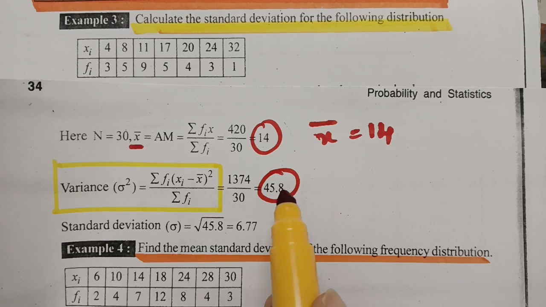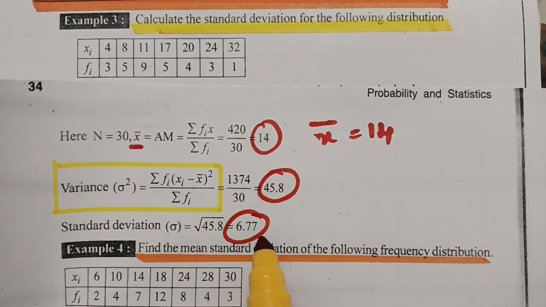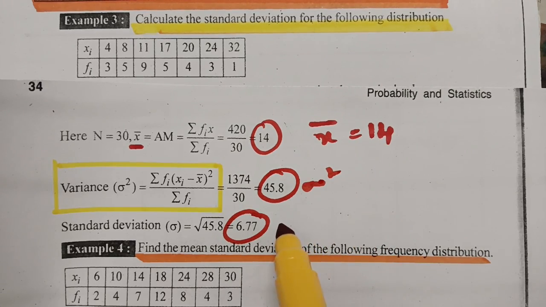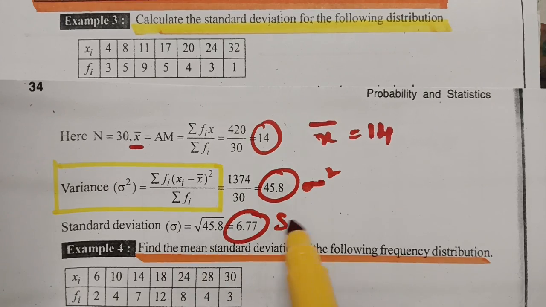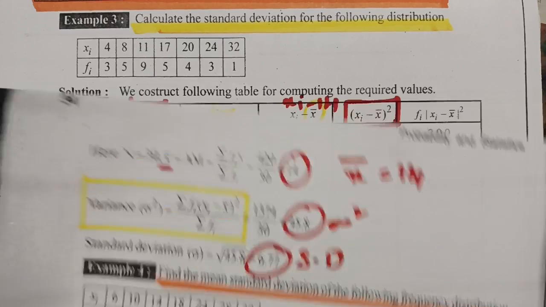The standard deviation is the positive square root of this variance, that is root over 45.8, which is 6.77. So this is our variance value and this is our standard deviation value, 6.77. The earlier value, 14, is our mean value. See, clear?